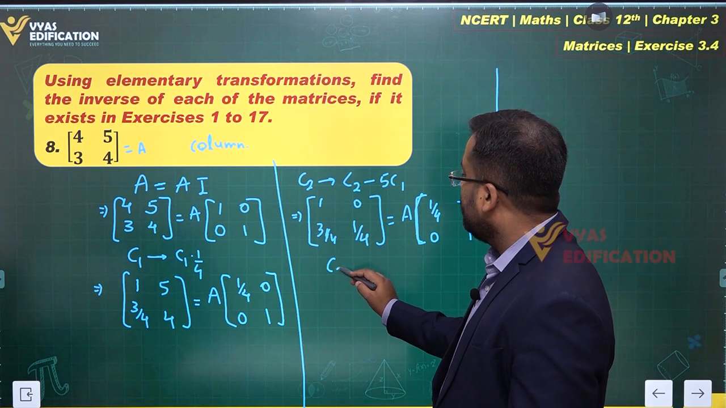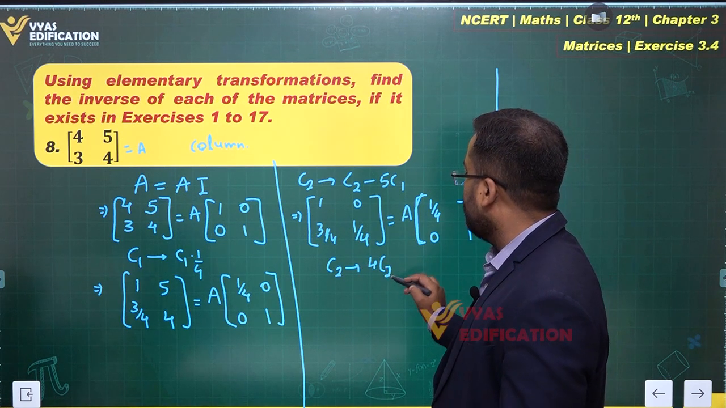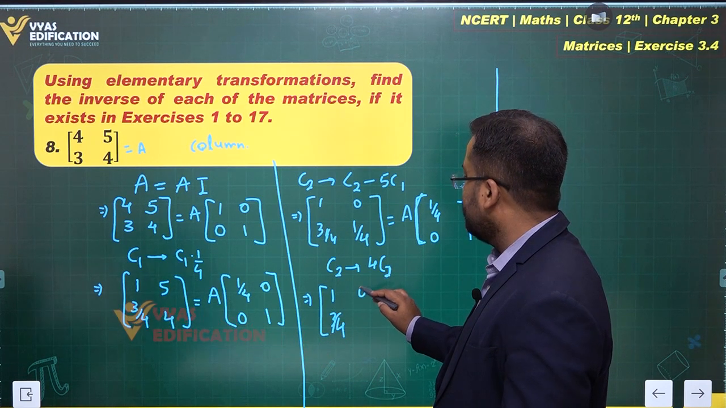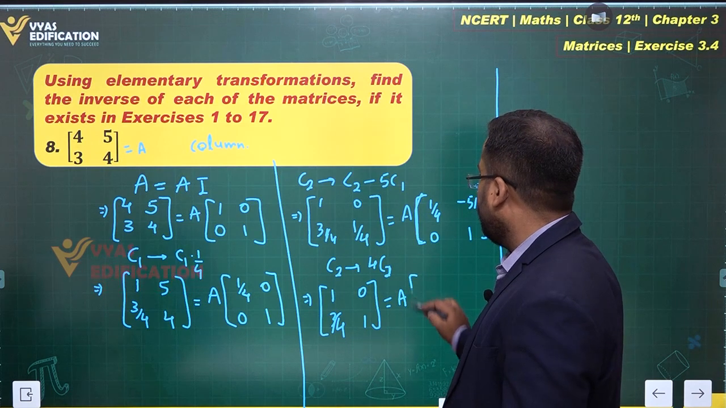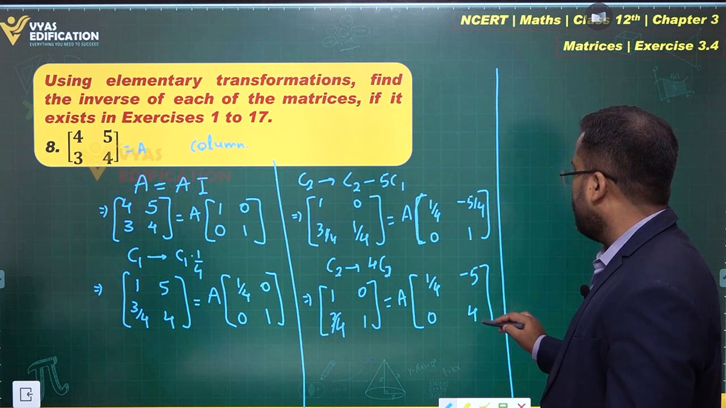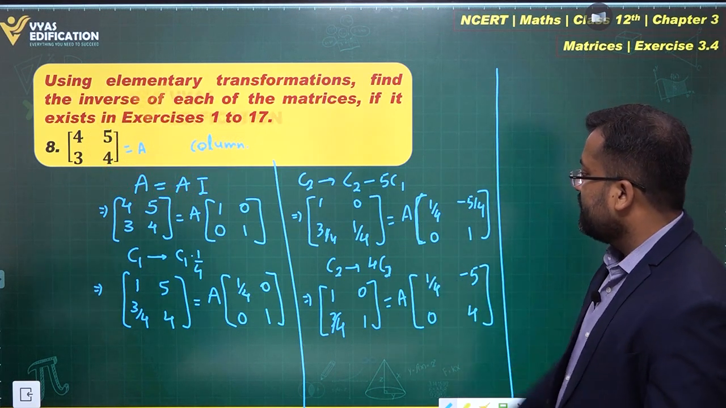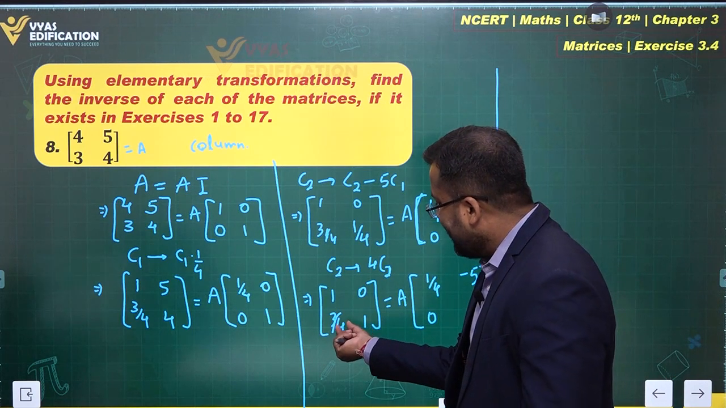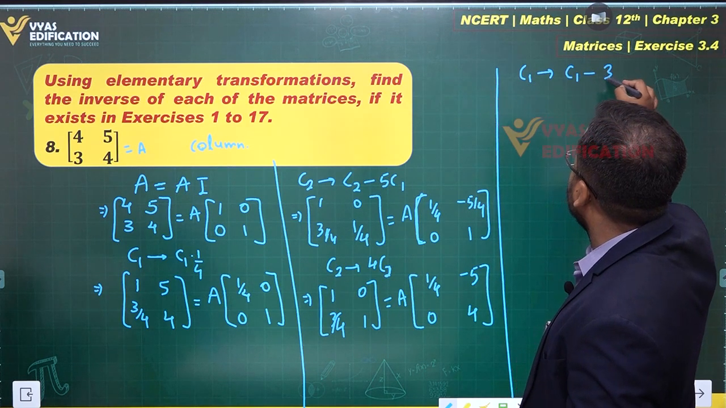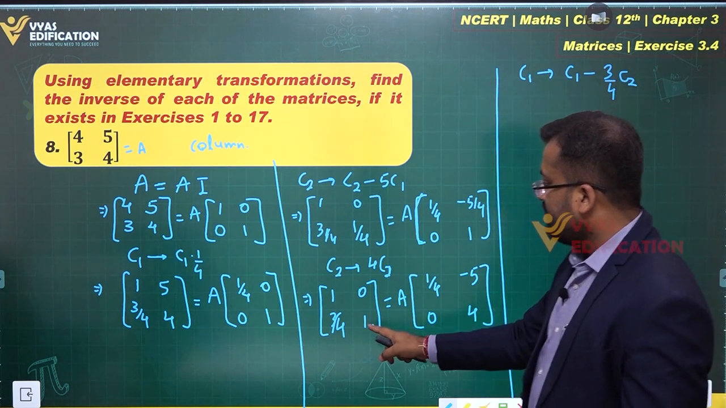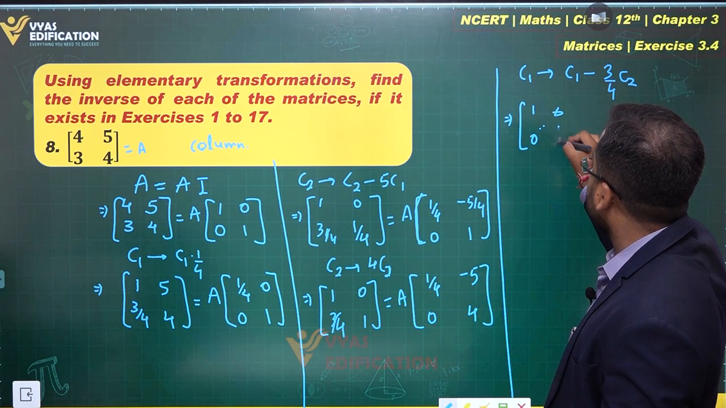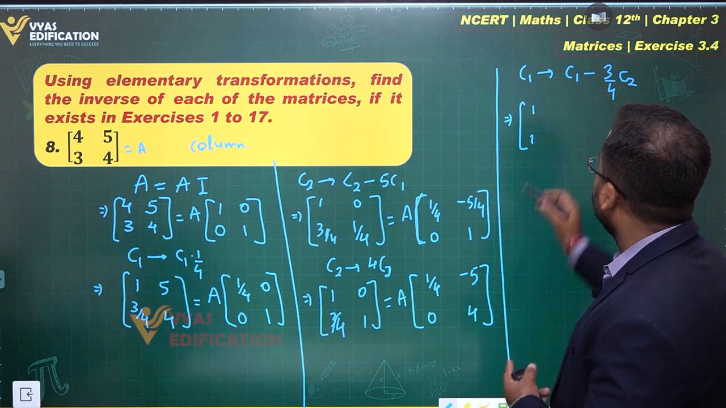So, C2 can be replaced by 4 C2. What does that give me? 1, 3 by 4 will remain as it is. This becomes 0, this becomes 1, which is equal to A times 1 by 4 and 0, which are also okay. This becomes minus 4, minus 5, this becomes 4, right? Multiplication with 4. C2 is replaced by 4 C2. Once you have 1 over here, we can convert this into a 0, very easily. C1 is replaced by C1 minus 3 by 4 C2. This has to be multiplied with 3 by 4 and subtracted. So what does that give me? This is 1, 0, this becomes a 0, this is a 1 over here, right?